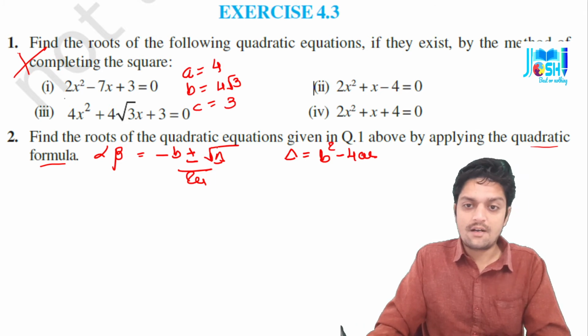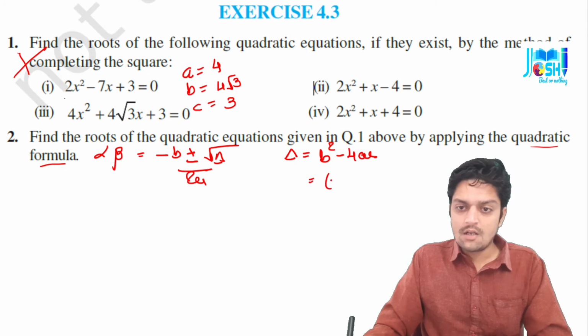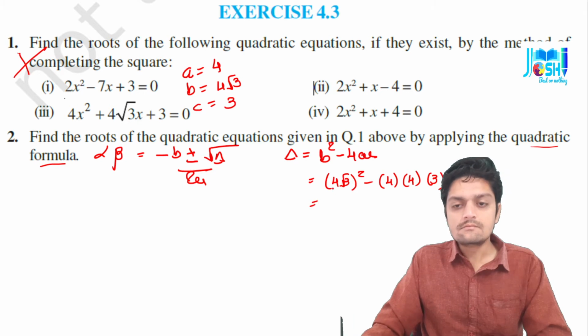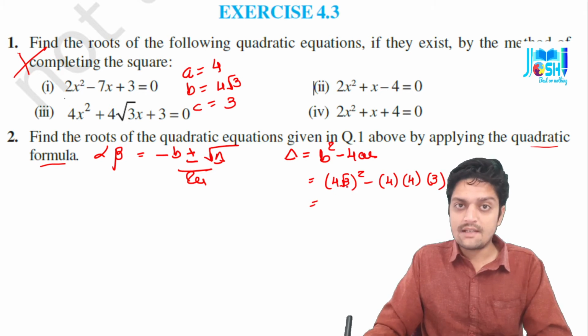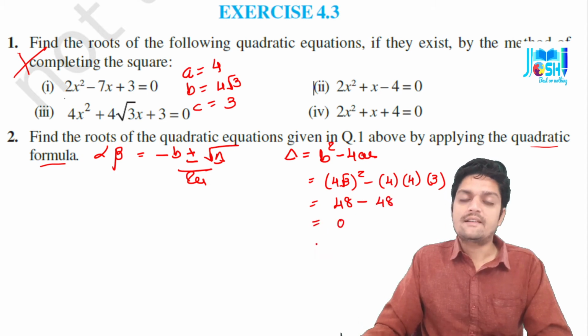Now first of all I have to write delta, which is b square minus 4ac. So b square is equal to 4 root 3 square minus 4 into 3. 4 square is 16, root 3 square is 3, 16 threes are 48, minus 4 fours are 16, and again 48. 48 minus 48, so that is 0.